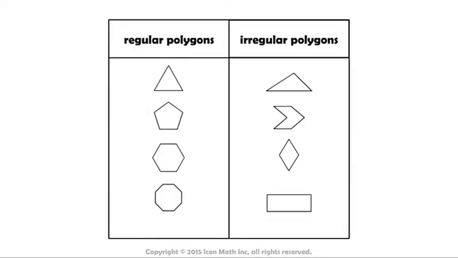Here are some examples of regular and irregular polygons. Equilateral triangle is the regular polygon with three sides. A regular polygon with four sides is square. Pentagon is a regular polygon with five sides, and so on.